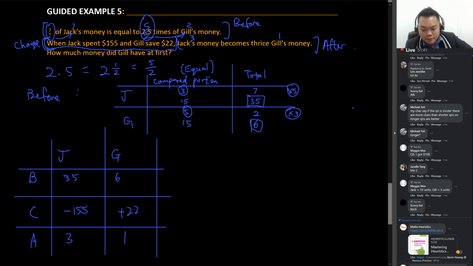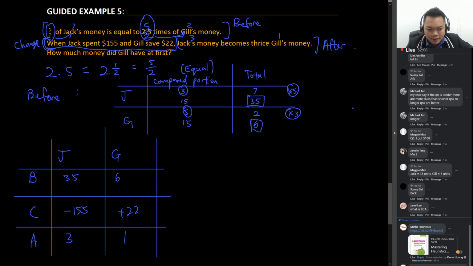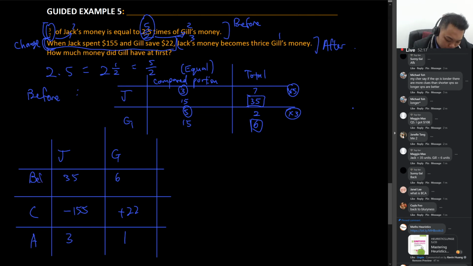Okay, so far? Yeah, let me take a look at this. Eh? Why like that? Jialat. What is BCA? Before, change and after.